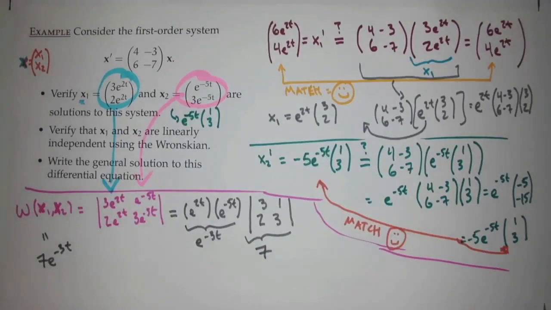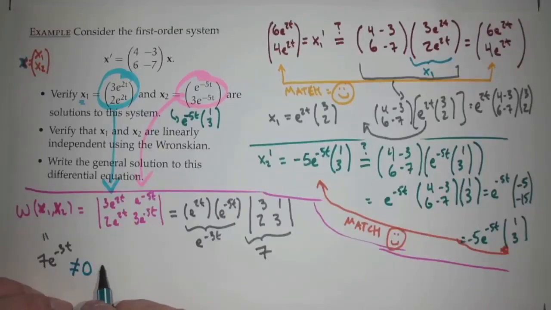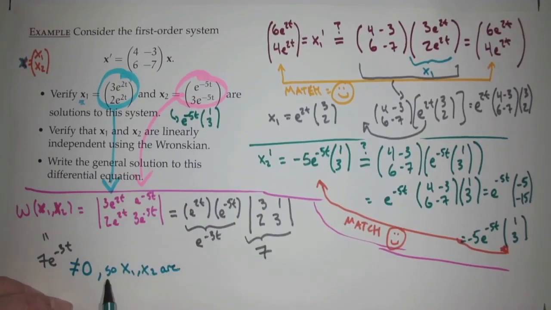Now, in terms of information, what are we looking for with the Wronskian? Whether it's 0 or not. So, we have to ask ourselves a question. Is 7 e to the minus 3t 0? No, it turns out not a lot of things are 0. There's only one thing that's 0, and that's 0. And so that says that these functions, namely the x1, x2, are linearly independent.